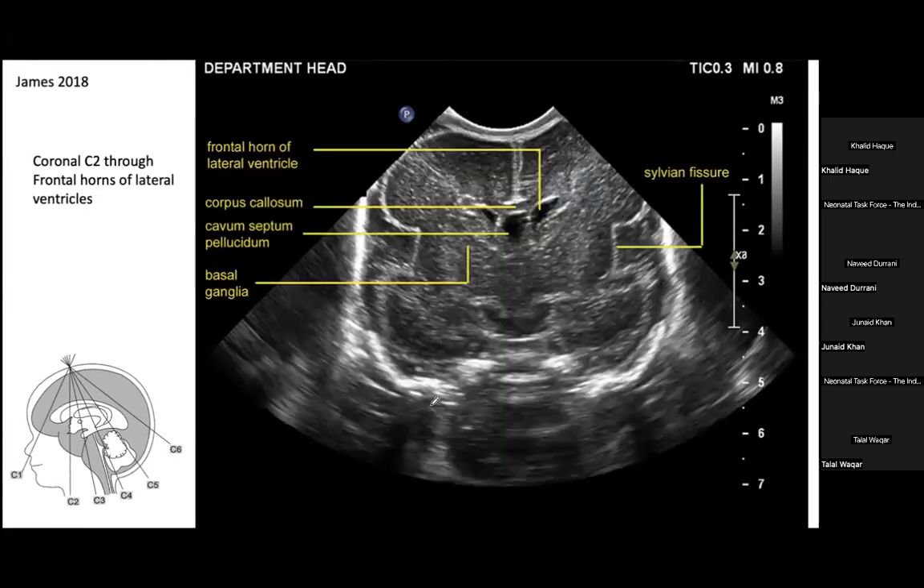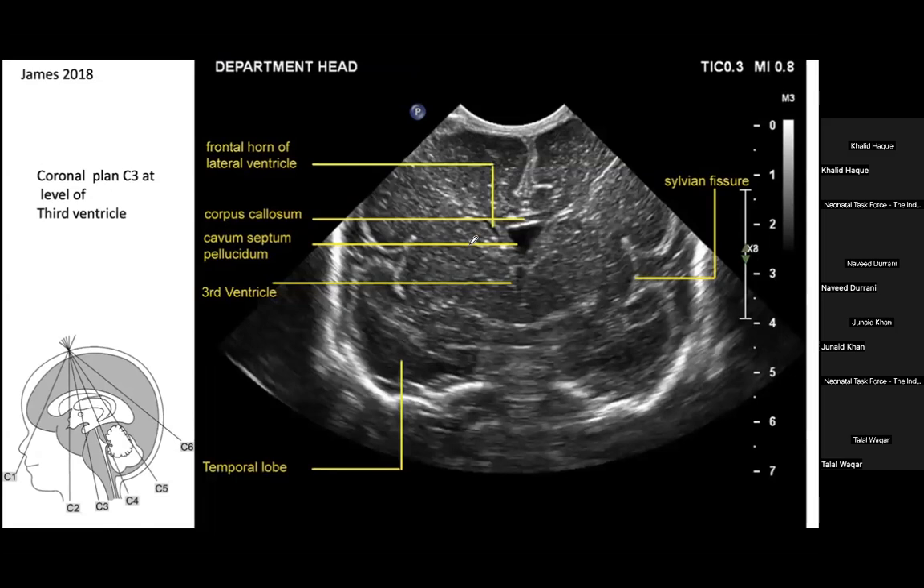As you go further backward, through the C2 image, the important structure you will find here is the Sylvian fissure. And this will be the frontal horn of the lateral ventricle on both sides. In between, you can now easily see the septum pellucidum, which is a fluid-filled structure. And below the lateral ventricle, the basal ganglia will show like this.